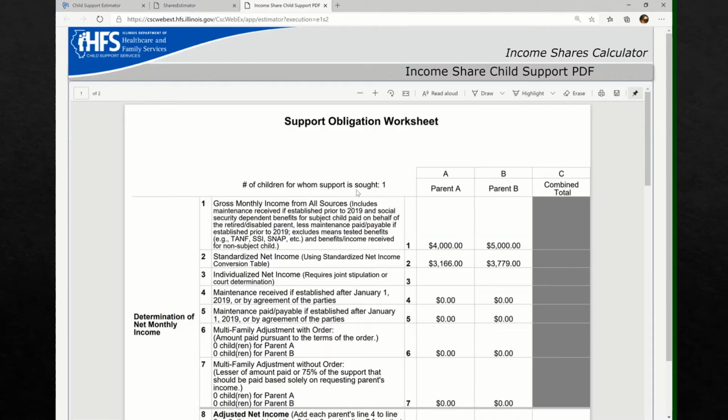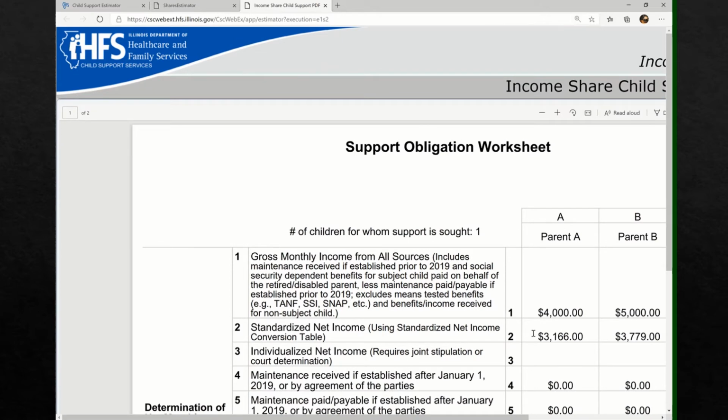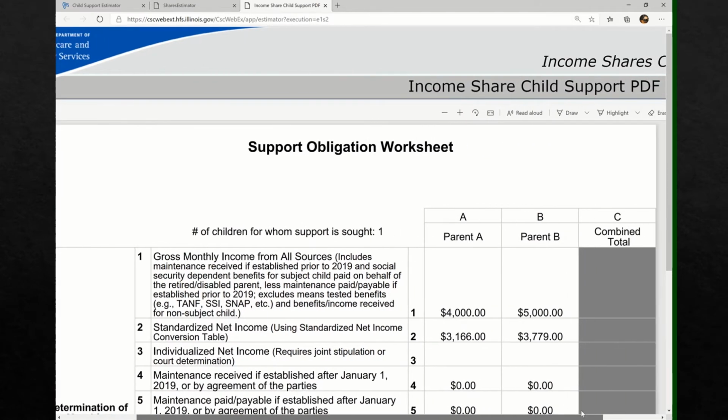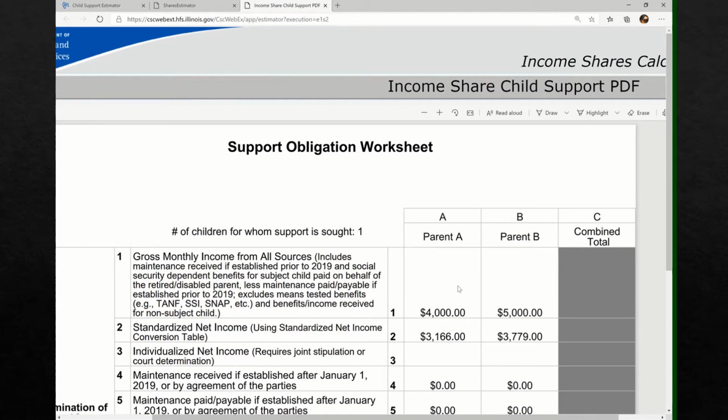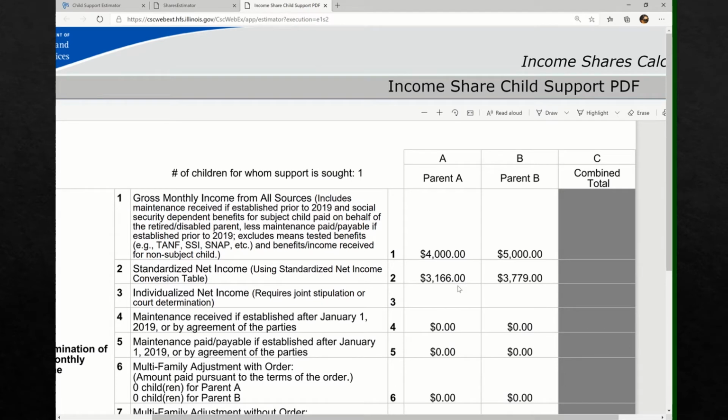Let's look at the worksheet. And I'm going to zoom in a little bit. It's easier to see. So let's look at this. This is a PDF, and you can save this PDF to your computer. What it has done is taken everything that we entered here and put that in the spreadsheet that can be presented to the court, to the judge. Parent A in this case is your ex, and parent B is you. Basically, parent A is the custodial parent and parent B is the non-custodial parent.